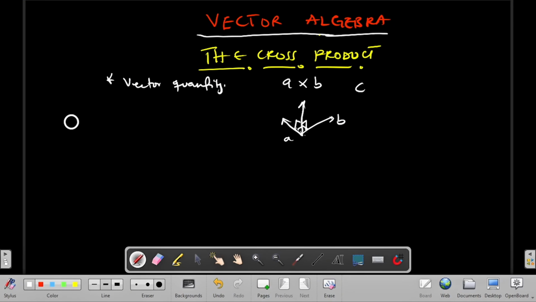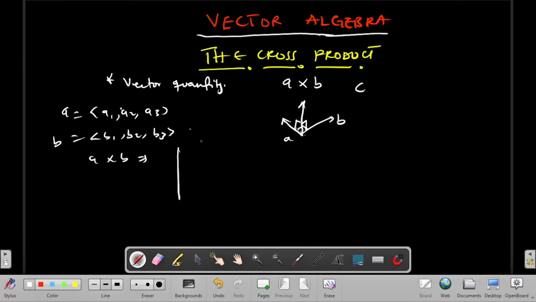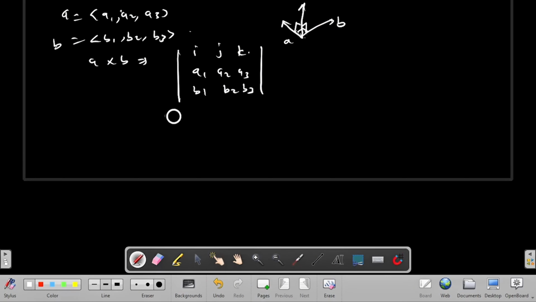For the mathematical representation, assuming I have A given as A1, A2, A3, and I have B given as B1, B2, B3, then my cross product A cross B is simply given as you introduce your direction vectors. As I said, this gives a vector quantity: i, j, k. In 3 by 3, A becomes another row. I'll have my row 1, A1, A2, A3, my row 2, B1, B2, B3. And that is all. You find the determinant of this 3 by 3 matrix and that becomes your cross product. As simple as that. So let's solve and find the cross product.